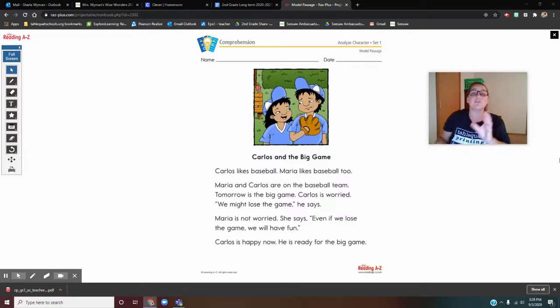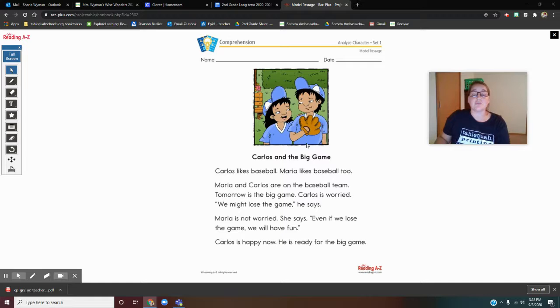Remember, good readers really want to dig deeper. We want to know all about that character. How they are just on the outside isn't enough. We want to know those internal or inside characteristics. So today we're going to look at the story, Carlos and the Big Game. As we read this story, we're really going to be focusing on that character.